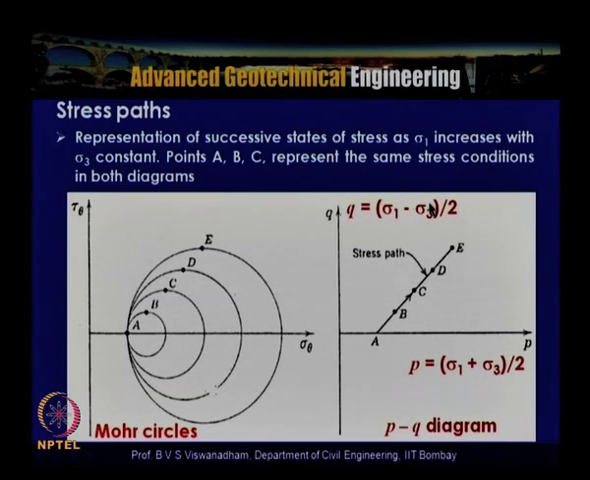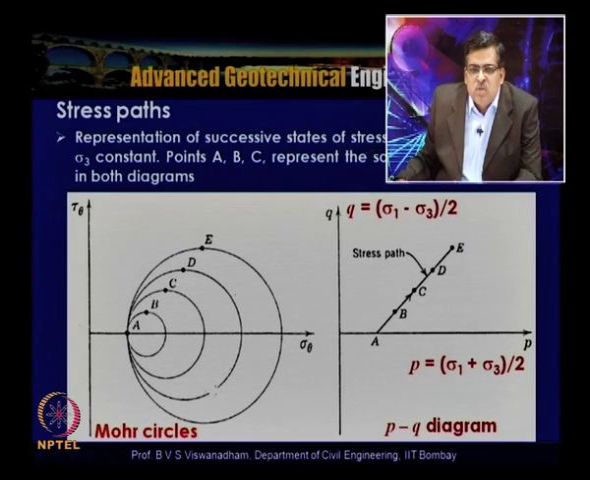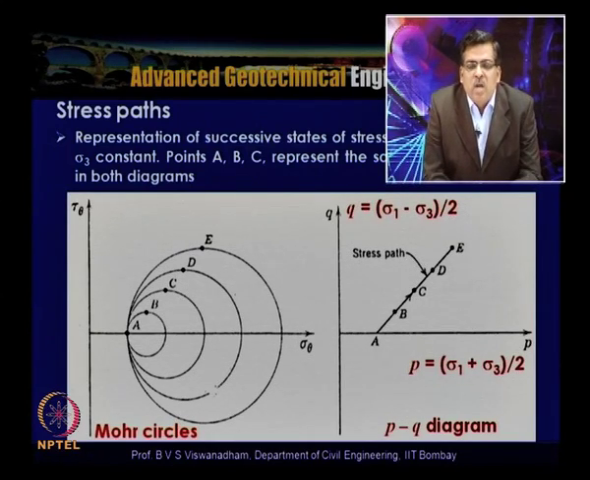So this represents the successive states of stress as sigma 1 increases with sigma 3 constant. This is for Mohr circle A, B, C, D, E, a series of Mohr circles. Points A, B, C, D, E represent the same stress conditions in both diagrams. It is not possible to indicate the number of circles when we do conditions with different sigma 3 values. Having a number of Mohr circles on the tau-sigma space is difficult and can lead to confusion.